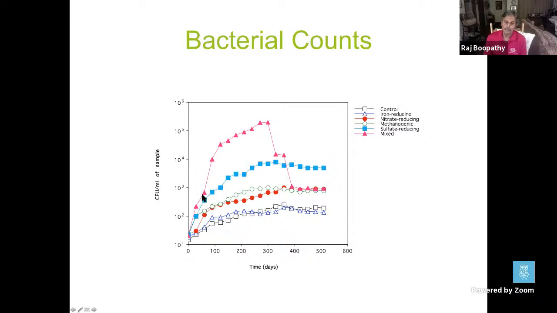So when you have all the electron acceptors, that's where you have a lot of bacteria growing in the soil column. The blue line, which is the sulfate reducing, is the second best. And then you have the green line, the methanogenic condition, and then you have the nitrate reducing condition, okay? So this is the order. When you have all the electron acceptors together, you have better bacterial growth in the soil column, and then you have sulfate, methanogenic, and nitrate reducing conditions.